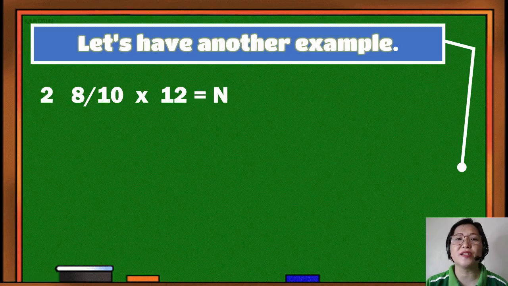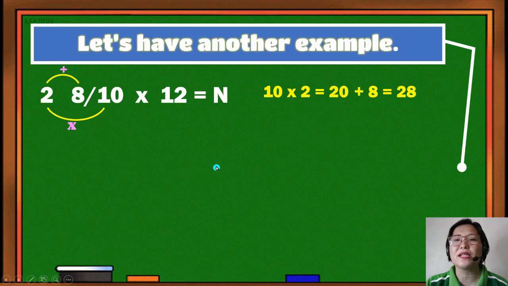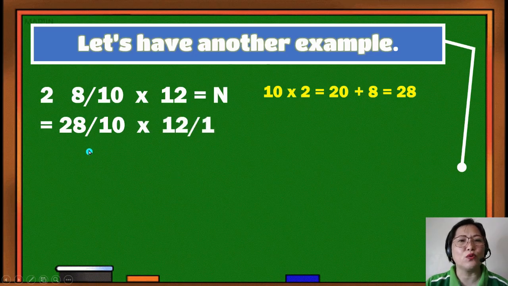Let's have another example. This time, it's a mixed fraction and a whole number. So how are we going to do that? Again, multiply the whole number by the denominator. So that is 10 times 2 equals 20. And then add the numerator 8. And that becomes 20 plus 8 equals 28. So 2 and 8/10 becomes 28/10 times 12/1.